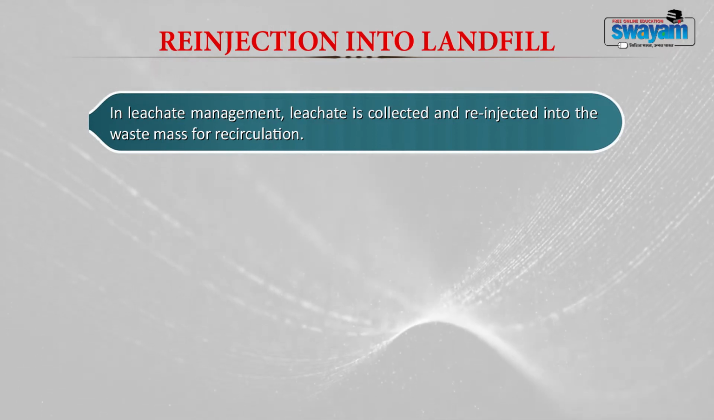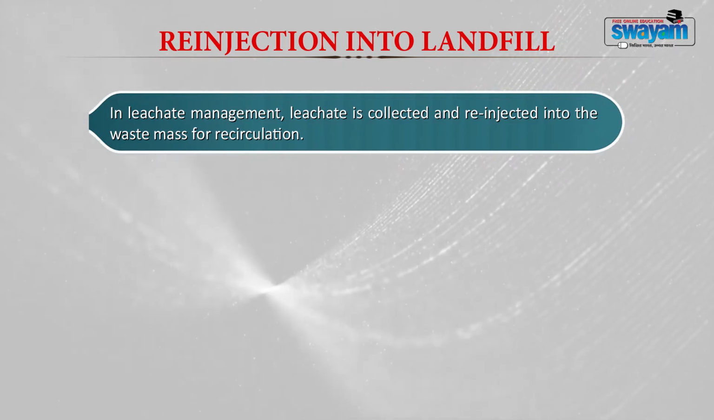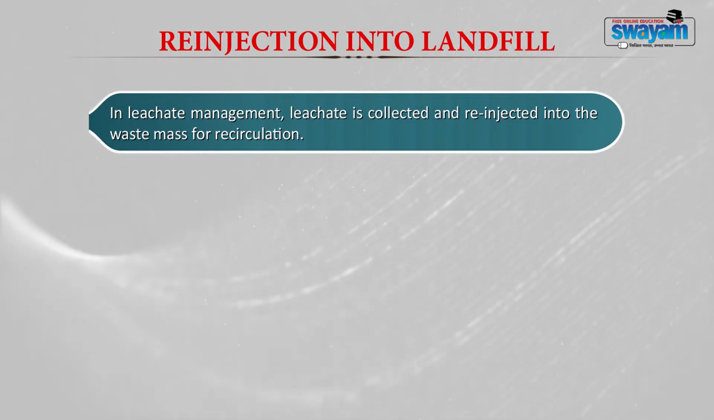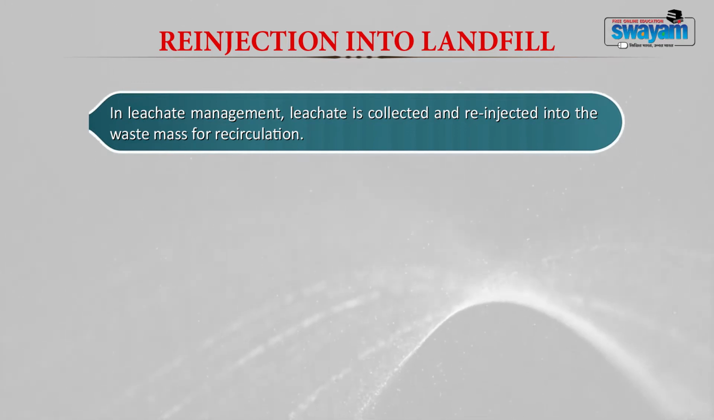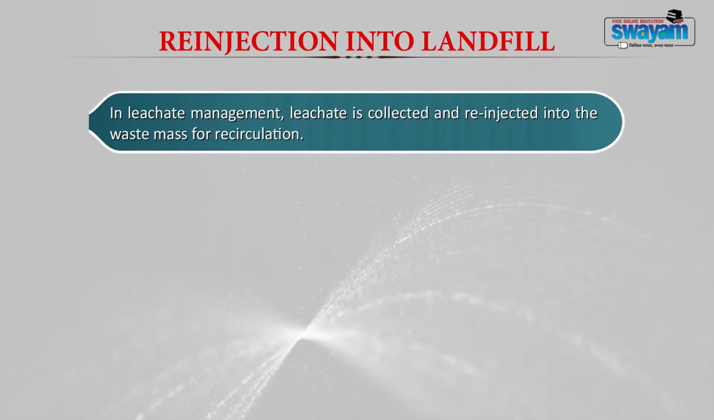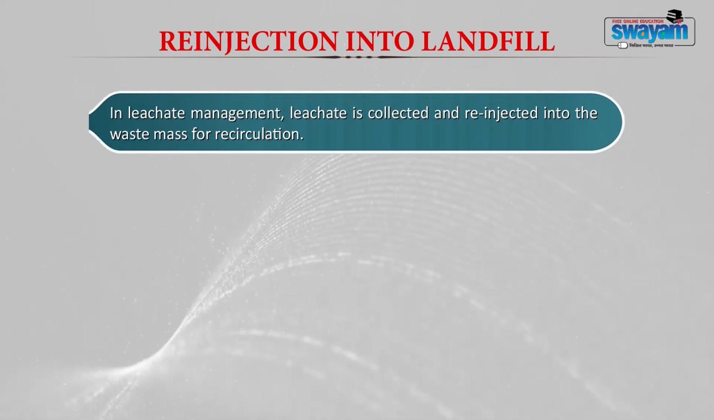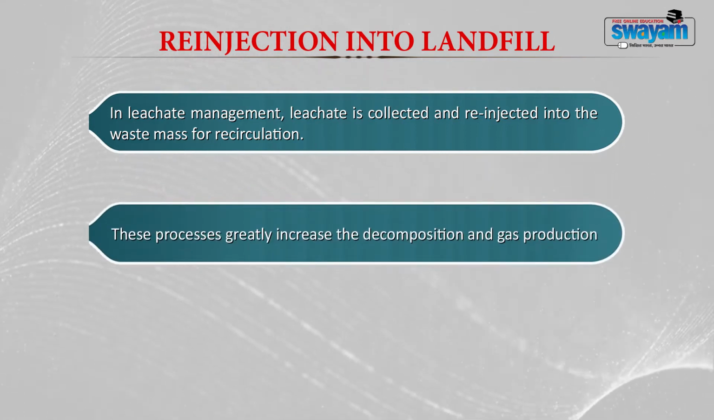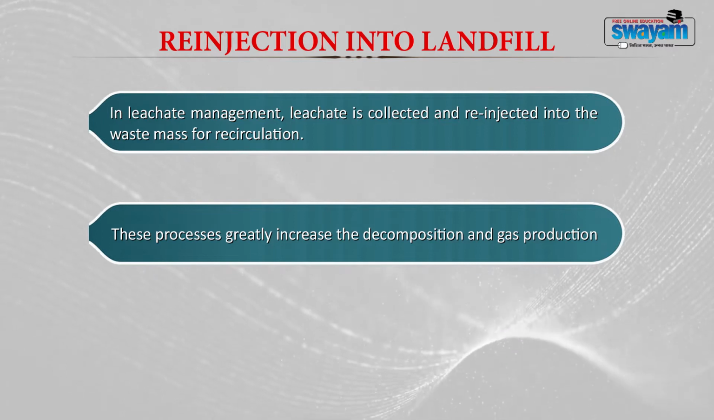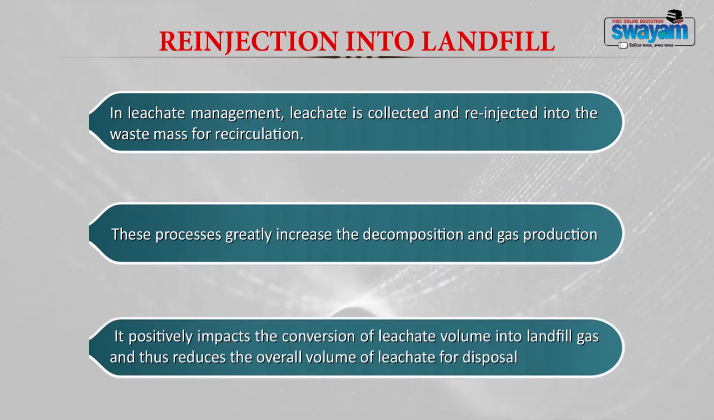Also, the leachate recirculation will add extra inoculum or bacteria back to the landfill. Also, the partially degraded material which is present in the leachate, when you add it back into the landfill, will undergo complete degradation. That is one advantage of why leachate that is generated can also be re-injected back into the landfill. So, as I told you, this re-injection process generally increases the decomposition and gas production rate. Also, it converts the leachate volume into landfill gas. Thereby, the overall volume of leachate that is generated will be reduced.